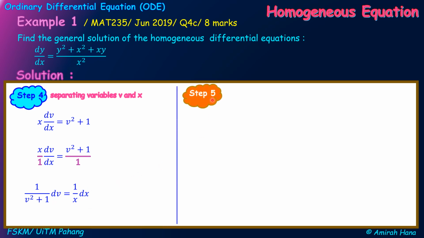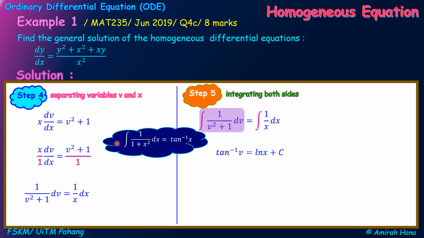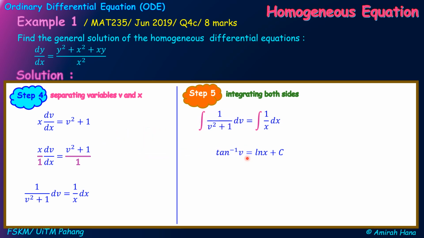After that, we can continue with step 5, integrating both sides. From step 4, we just put the integration sign on both sides. So now we have the integration of 1 over v squared plus 1 dv equals the integration of 1 over x dx. When we integrate 1 over v squared plus 1 dv, we have inverse tangent v. This comes from the integration of 1 over 1 plus x squared dx, which equals inverse tangent x plus c. Then we integrate 1 over x dx, so we have ln x plus c.